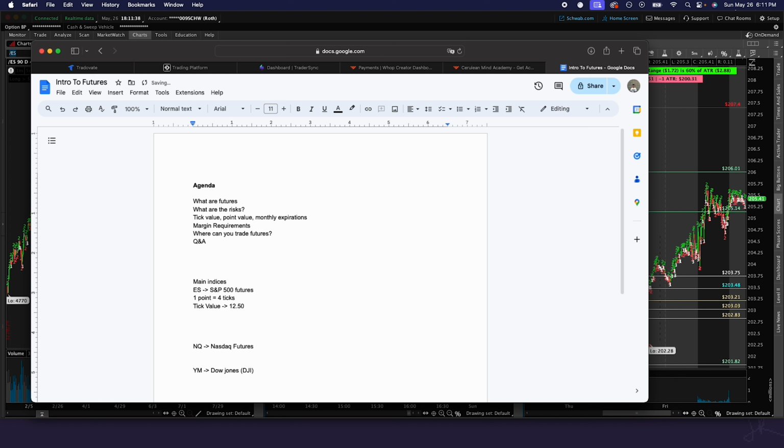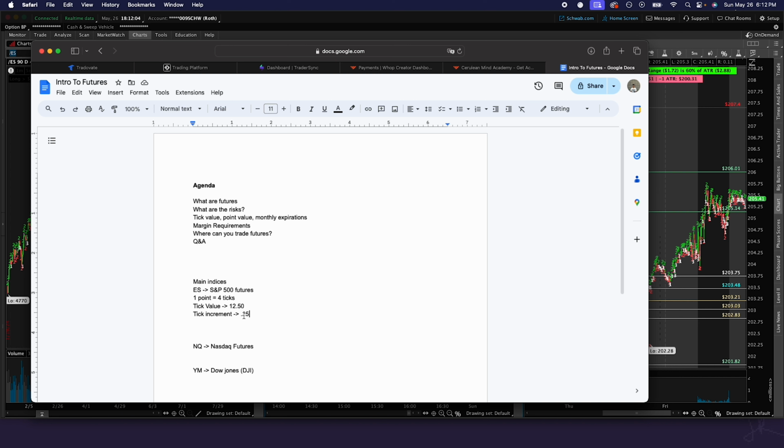Actually, before I continue, I'm not sure of the word I would use for this, but tick increments. There we go. The increment would be 25 cents, or a quarter point. So 1 point in ES is the equivalent of 4 ticks. So every 25 cents that it moves, you'll make or lose $12.50.